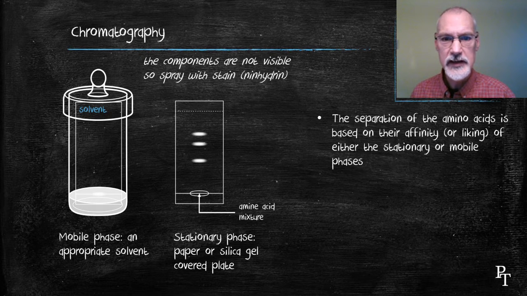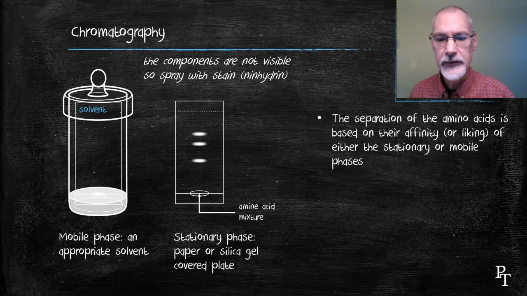In this particular case, my mixture broke into 3 components. The component that's highest up had the greatest liking for the solvent. That could be perhaps due to its polarity or size. The one that's lower down had a greater affinity or liking for the stationary phase, the gel or the paper.